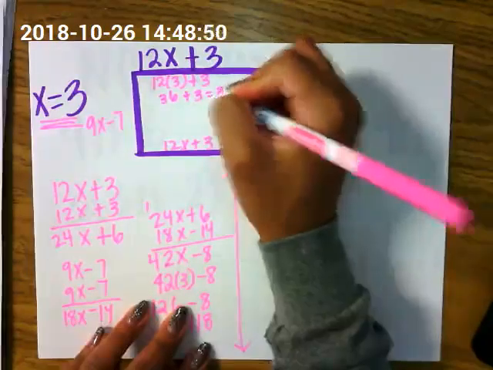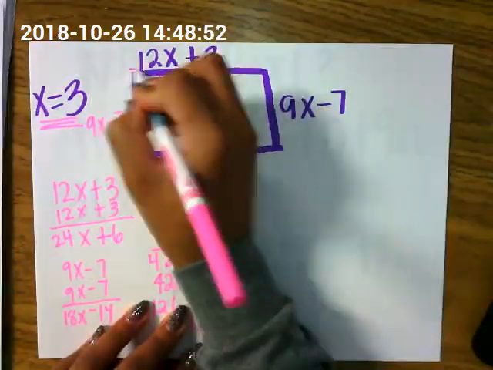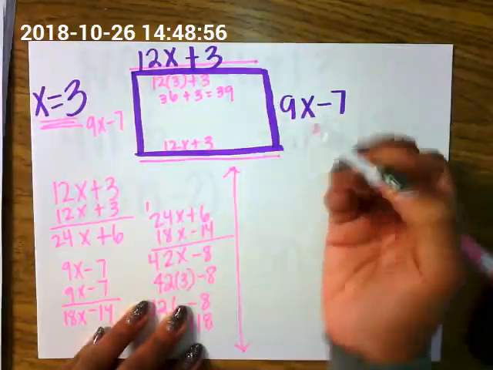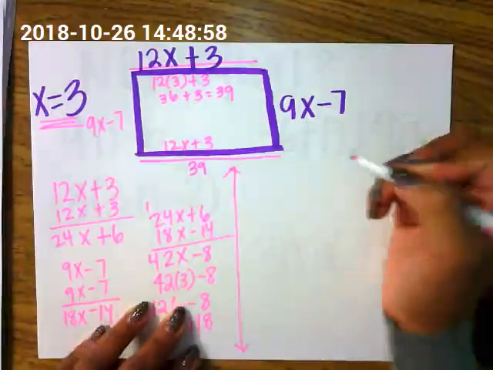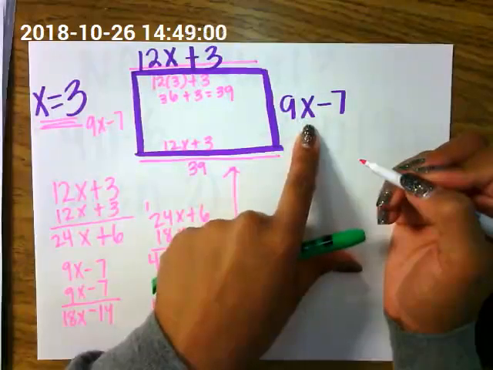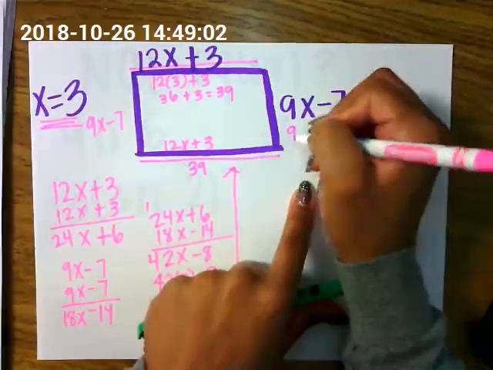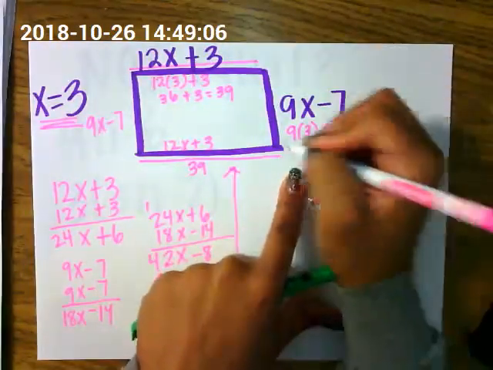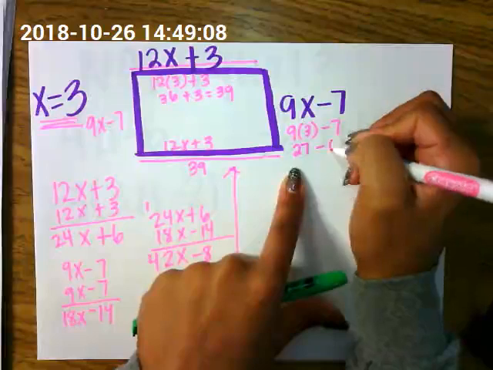All right, so this side is 39 right here. So if this side's 39, what's this side down here? 39 as well. Now I'm going to do the same thing with 9x minus 7. I'm going to plug in my 3. So 9 times 3 minus 7. What's 9 times 3? 27. 27 minus 7, 20.